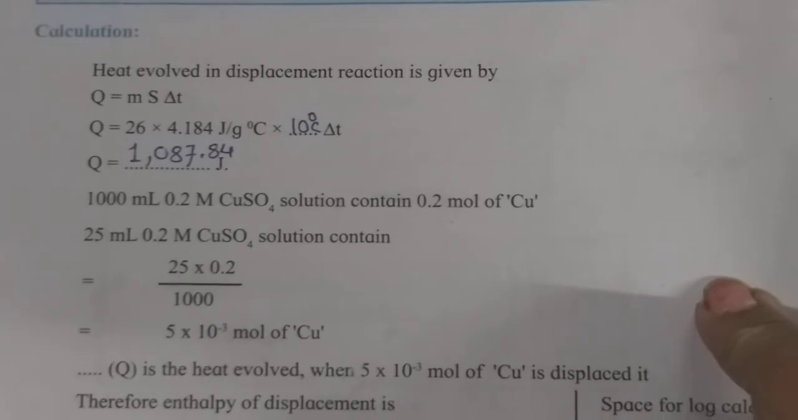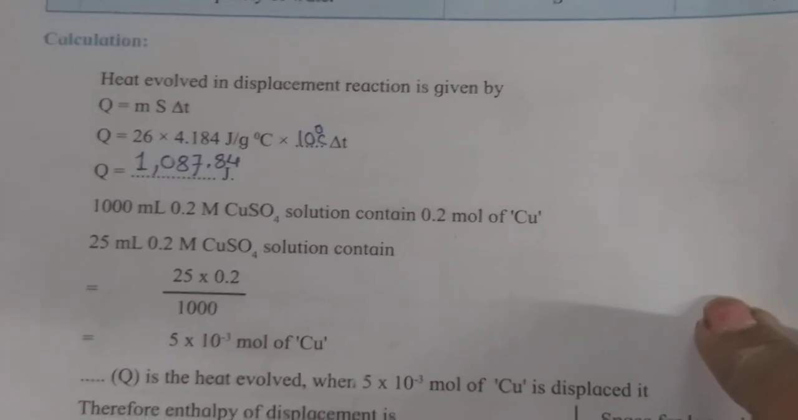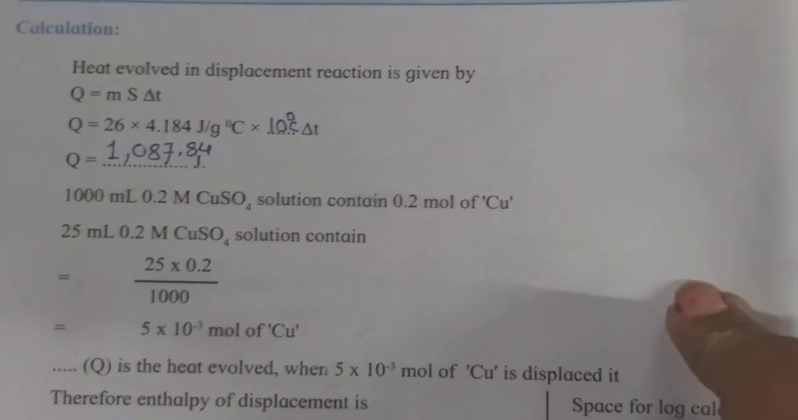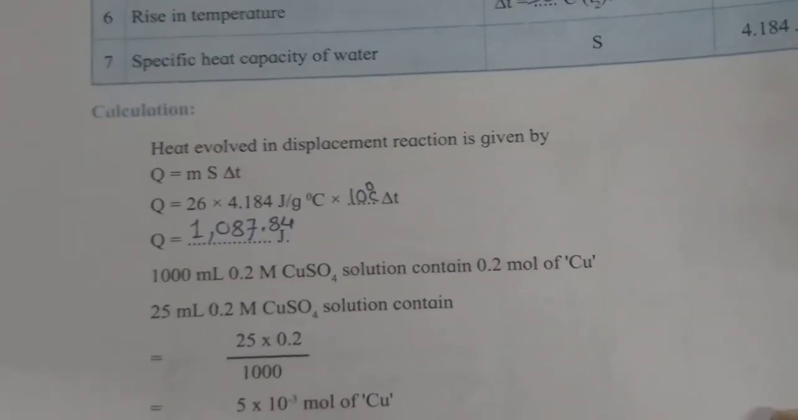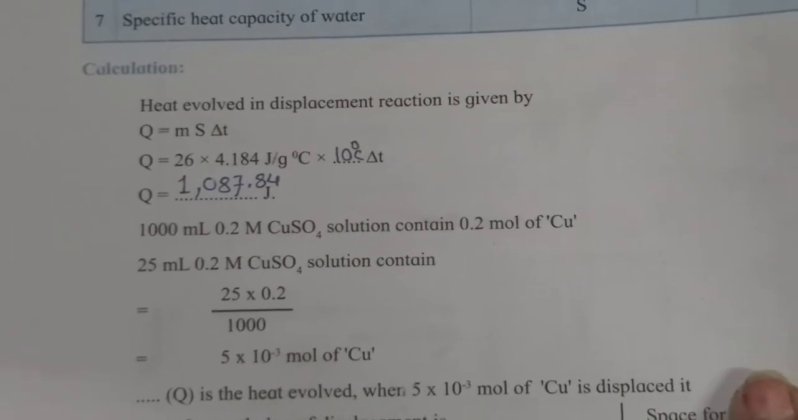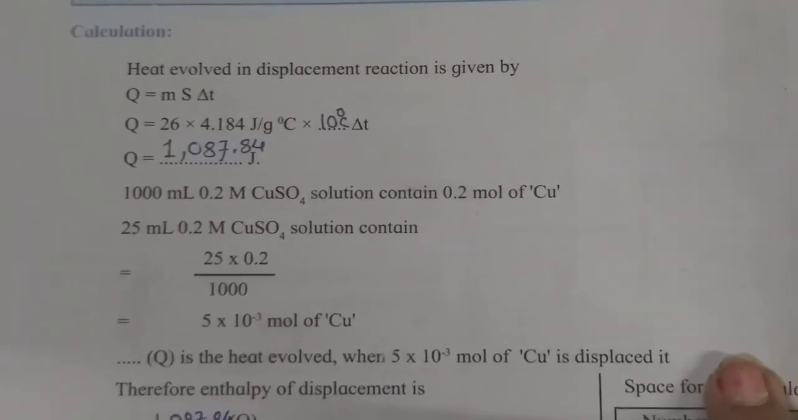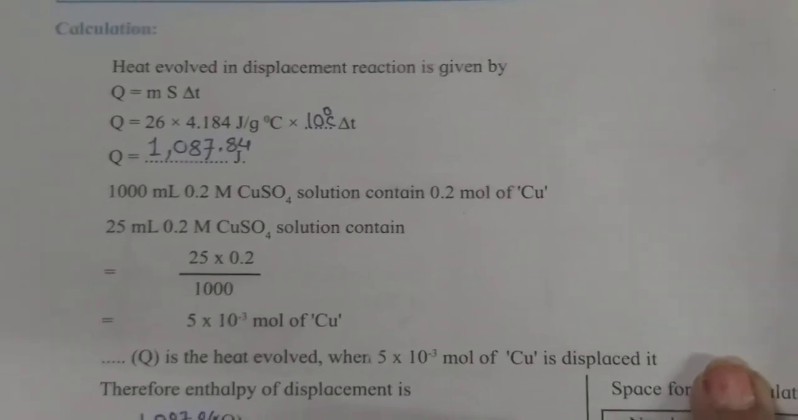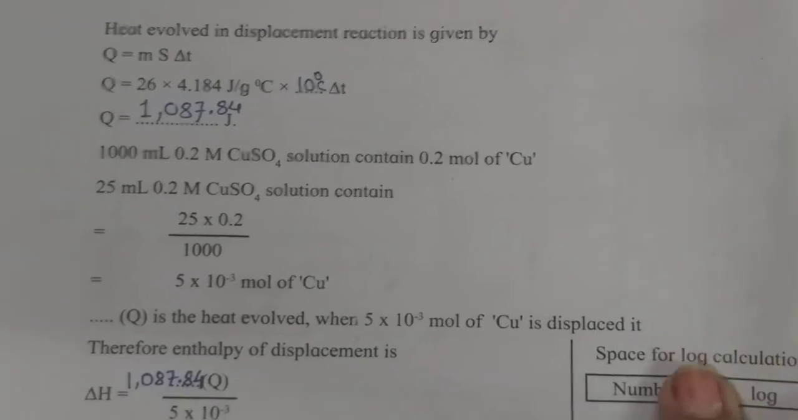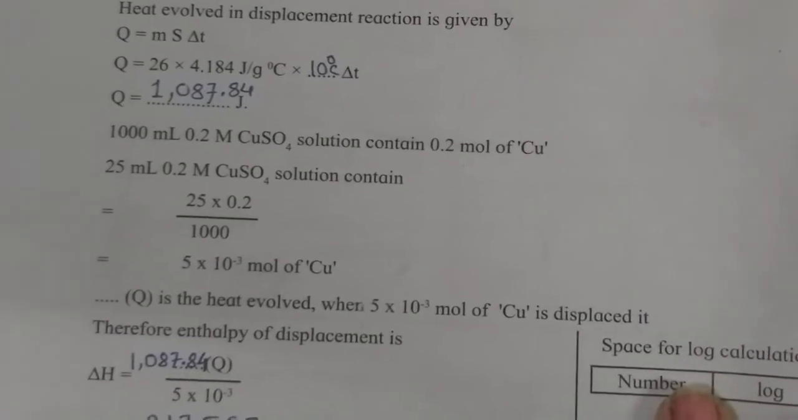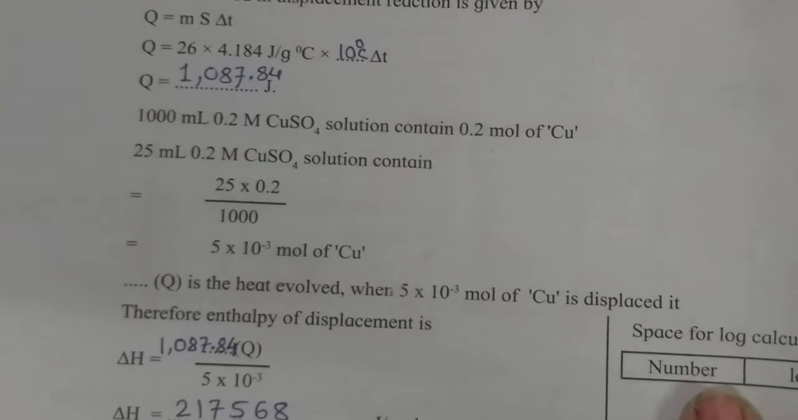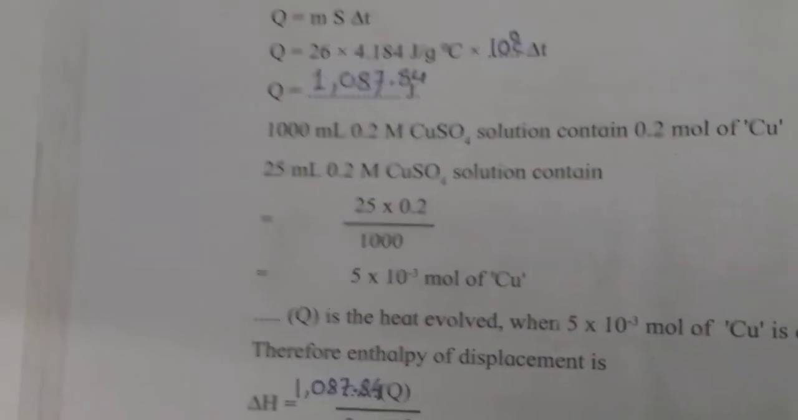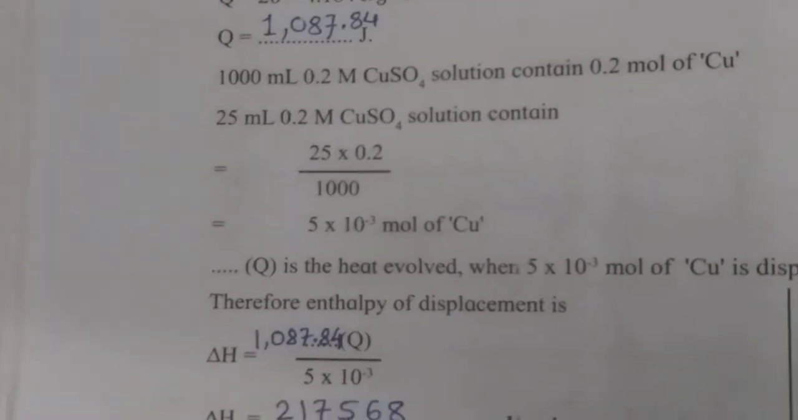Now 1000 ml of 0.2 molar copper sulfate solution contains 0.2 mole of copper. Our solution is only 25 ml. So 25 ml of 0.2 molar solution contains, by cross multiplication, 25 into 0.2 divided by 1000, and the value is 5 into 10 raised to minus 3 mole of copper.